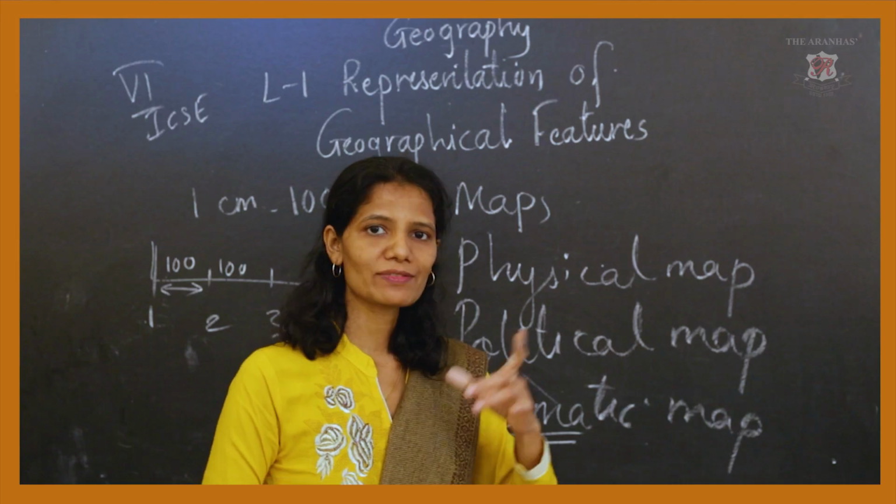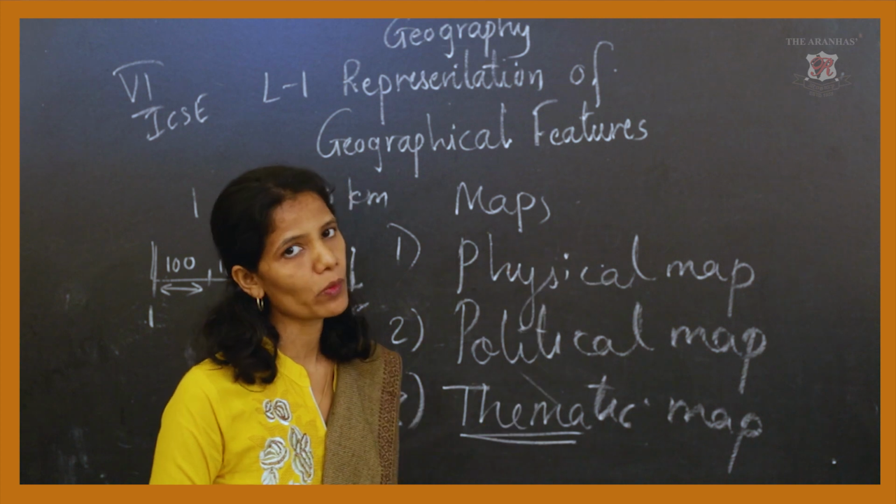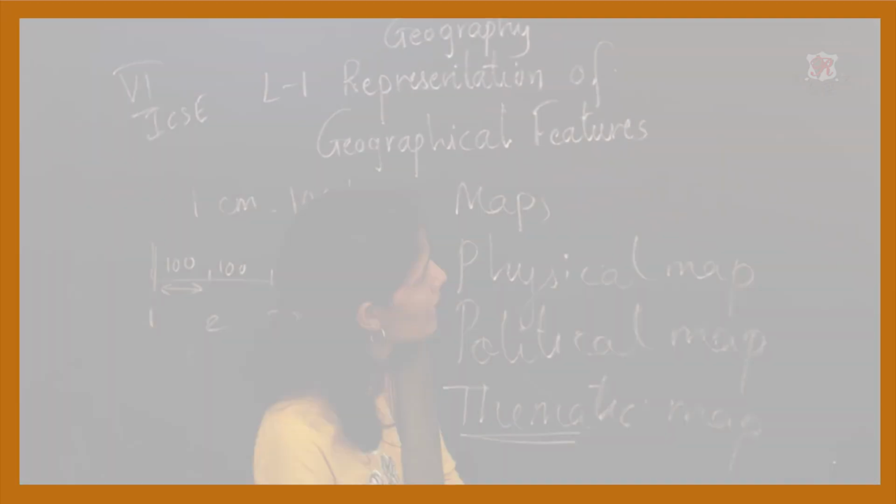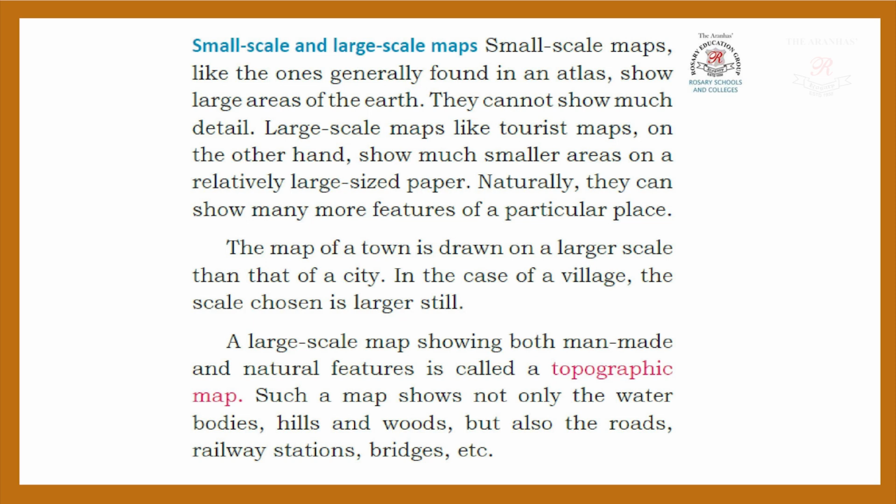Now in scales also we have small scale and large scale. So what is the difference? We are going to see that. Small scale maps like the ones generally found in an atlas shows large areas of the earth. They cannot show much detail. Large scale maps like tourist maps on the other hand show much smaller areas in a relatively large size paper. Naturally, they can show many more features of a particular place. The map of a town is drawn on a larger scale than that of a city. In the case of a village, the scale chosen is larger.